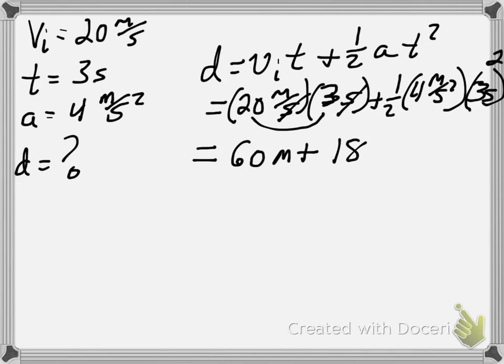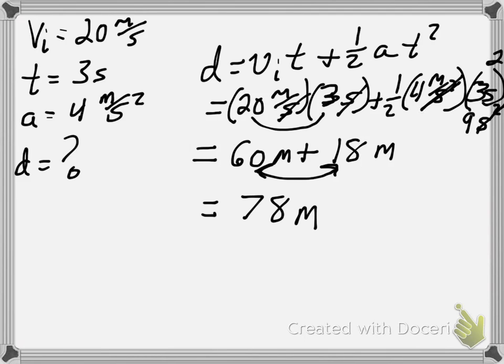So remember, whatever you do to the variables, you do to the units. So when I square this 3 seconds, I'm going to get 9 square seconds. So the seconds up top are going to cancel out with the seconds on the bottom, and I'm just left with meters. So I have two units of the same type. They're both distances, and I can add them up. And so I'm going to get 78 meters. Okay? So that's an example of how to use that formula.